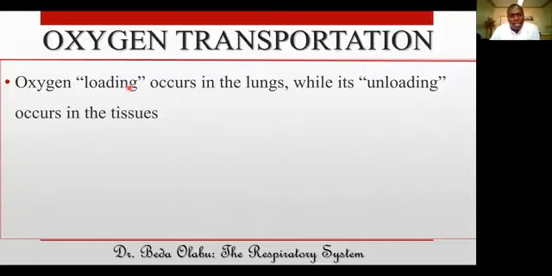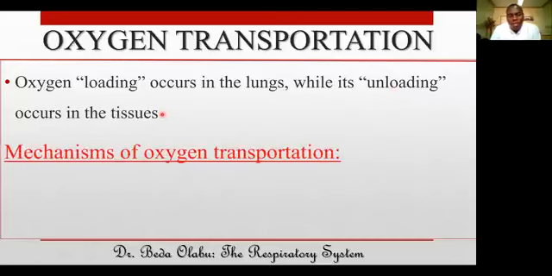So blood is loaded with oxygen in the lungs. What I mean is that when blood enters the lungs, then that blood acquires oxygen. It becomes oxygenated. When blood reaches the tissues, it gets rid of that oxygen. And that's what I'm calling unloading. The key mechanisms that underlie oxygen transportation are these ones.